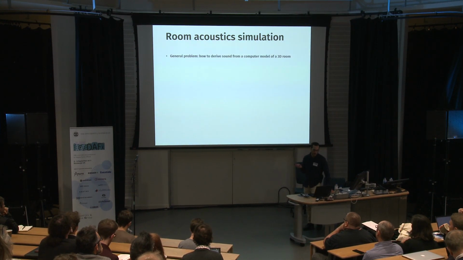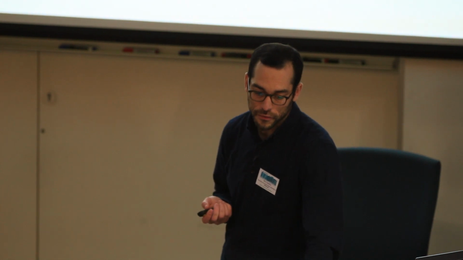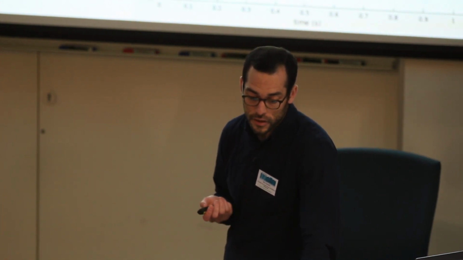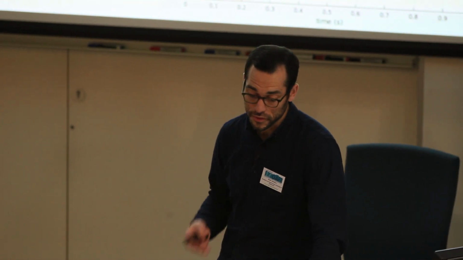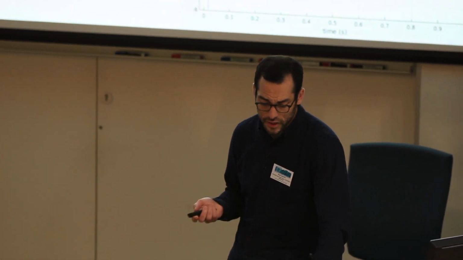So the general problem here is, how do we derive sound from a computer model of a 3D room? So here we have a concert hall model, and we want to derive some audio that pertains to this space, including some of the acoustics. Often what's desired is a room impulse response, so that's the sound at some point in the room in response to an impulsive source at some other point in the room. And then you could take that.